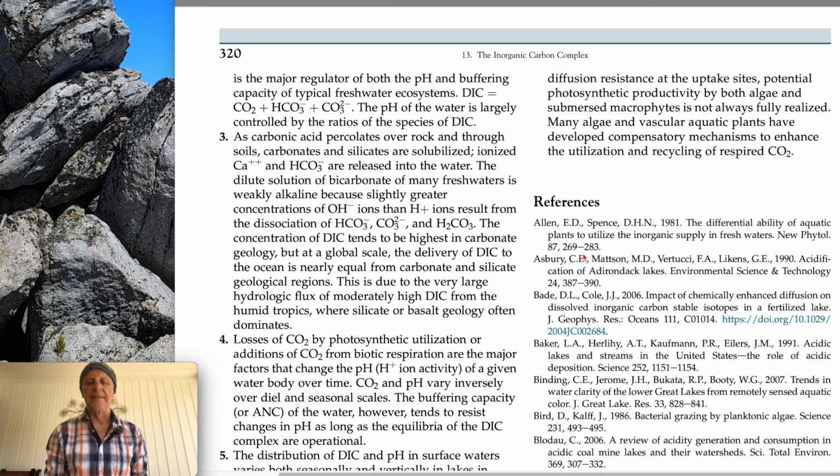As carbonic acid percolates over rock and through soils, carbonates and silicates are solubilized. Ionized calcium and bicarbonates are released into the water. The dilute solution of bicarbonates of many freshwaters is weakly alkaline because a slightly greater concentration of hydroxide ions than protons, or H+ ions, results from the dissociation of bicarbonate, carbonates, and carbonic acid.